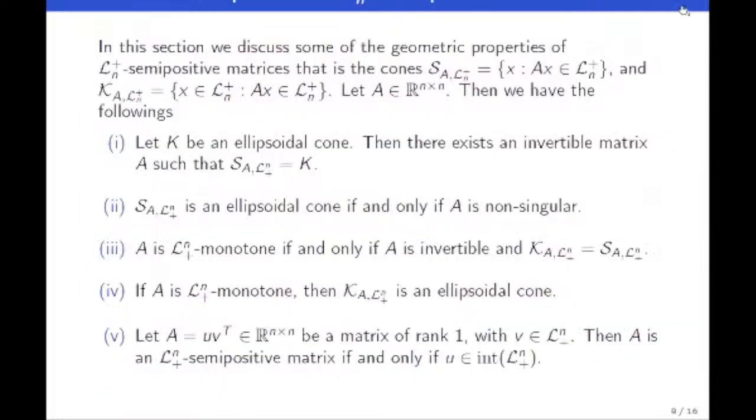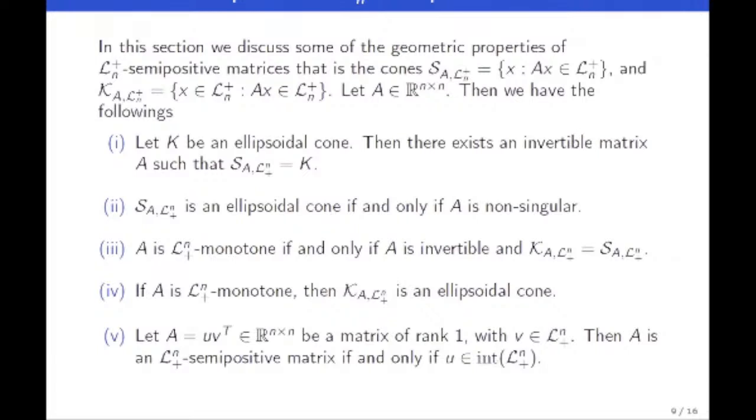Next, we discuss the two proper cones, S_A(Ln plus) and K_A(Ln plus), defined in a similar way as S_A(Rn plus) and K_A(Rn plus). The first one follows from the fact that every ellipsoidal cone is of the form B of Ln plus for some invertible matrix B. Taking A equal to B inverse, we get our first observation: whenever A is invertible, S_A(Ln plus) is of the form A inverse of Ln plus. From this observation, we get the second one.